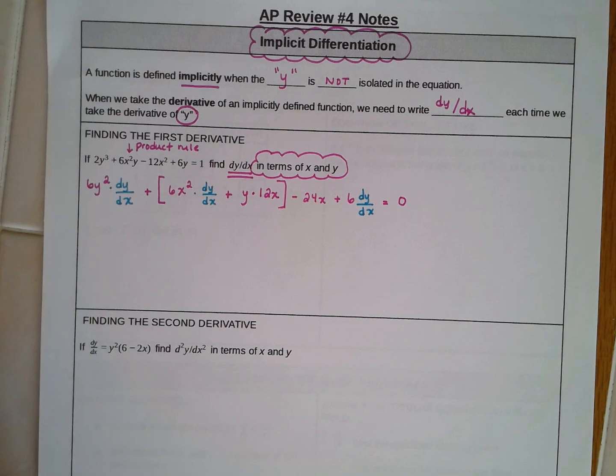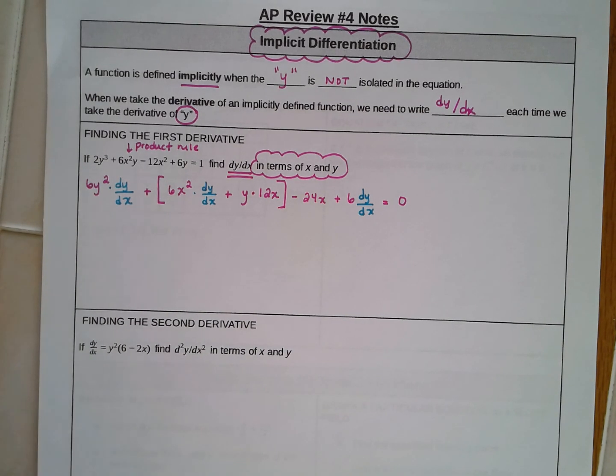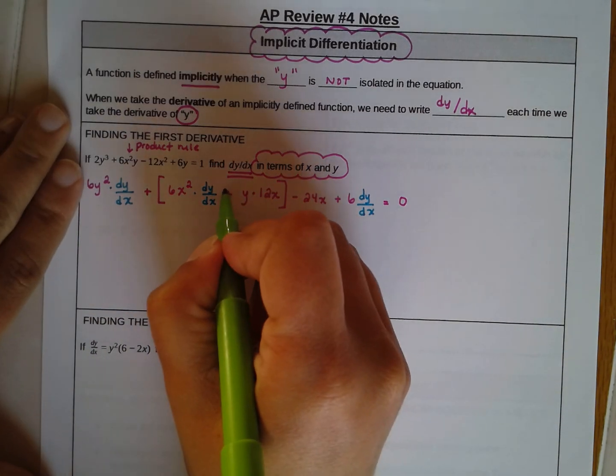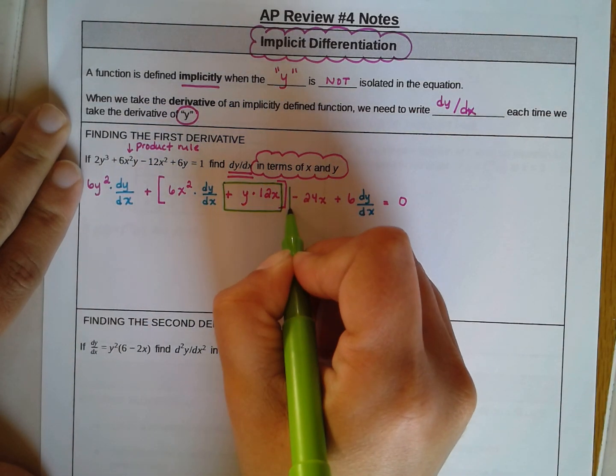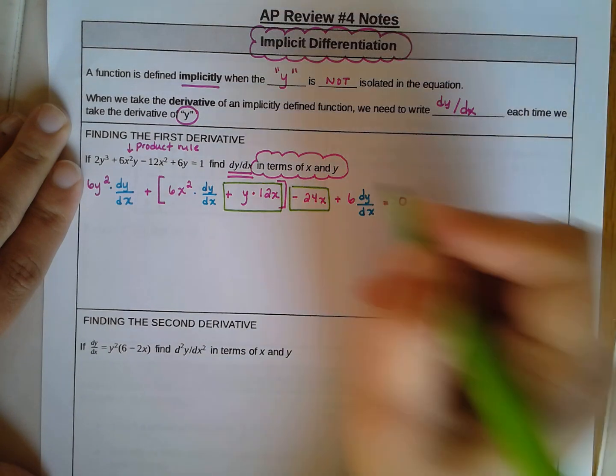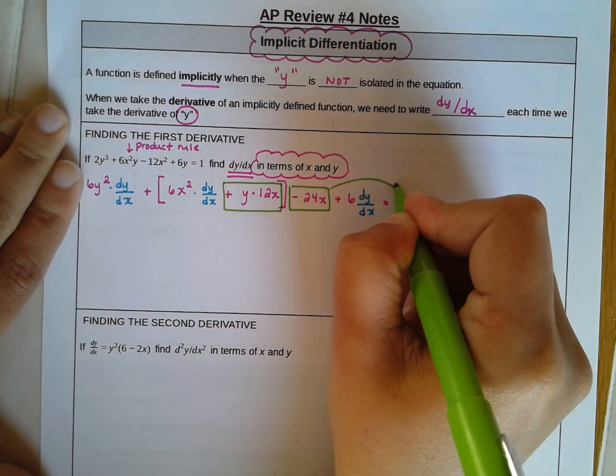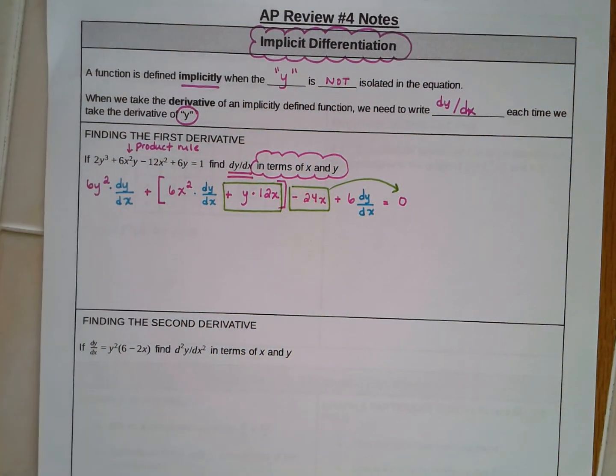So the first thing I'm going to do here is take all the terms that don't have a dy over dx, so this y times 12x and this negative 24x. And I'm going to move both of those to the other side of the equation so that I can get all the stuff that does have a dy over dx in it together on one side and everything else on the other side.